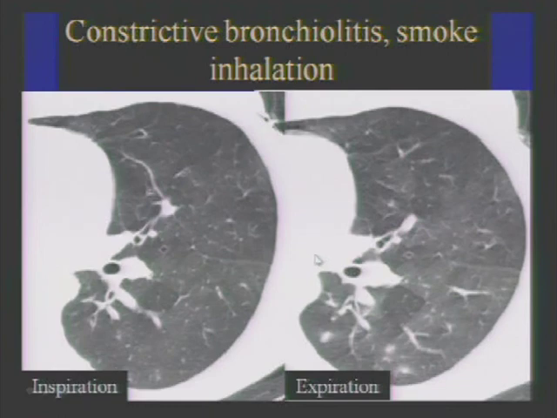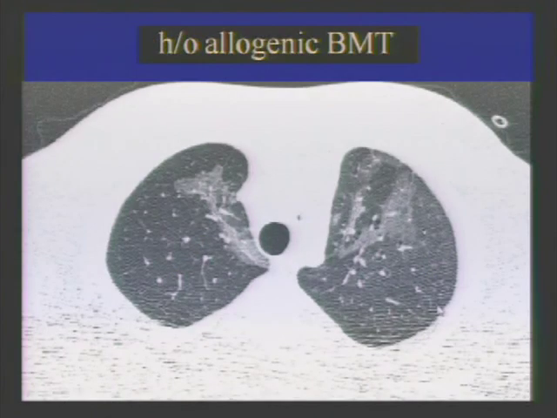Another example of bronchiolitis obliterans in a patient who was in a fire. You can see a nice example of lobular mosaic perfusion on the inspiration. On the expiration, it stays quite lucent, and that's compatible with small airways disease. Here's where the stability over time, I think, can be helpful.